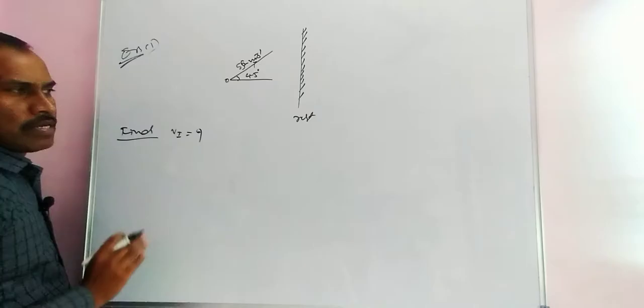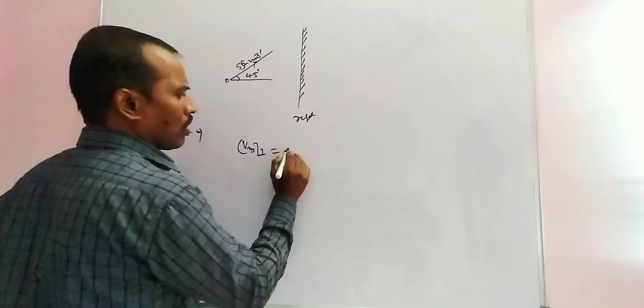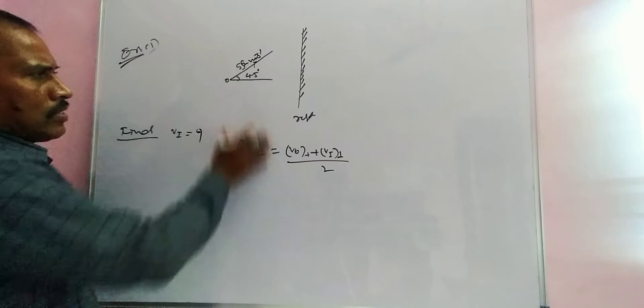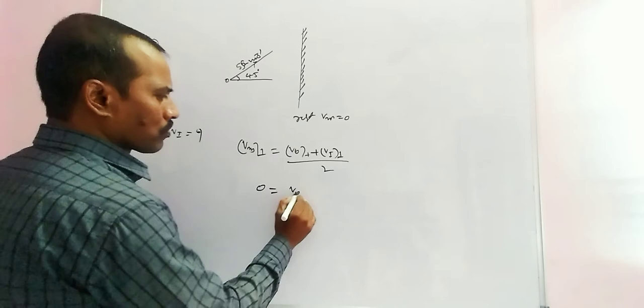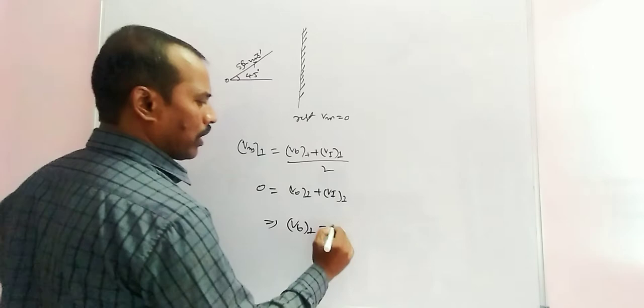First of all, the formula: VM perpendicular equals (VO perpendicular plus VI perpendicular) by 2. In this case the mirror is at rest, so VM is 0. That means 0 equals (VO perpendicular plus VI perpendicular) by 2. This simplifies so that VI perpendicular equals negative VO perpendicular. Both are in perpendicular directions.